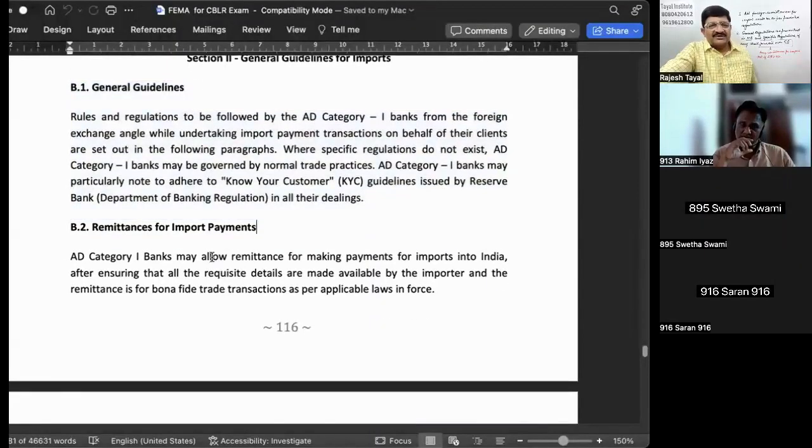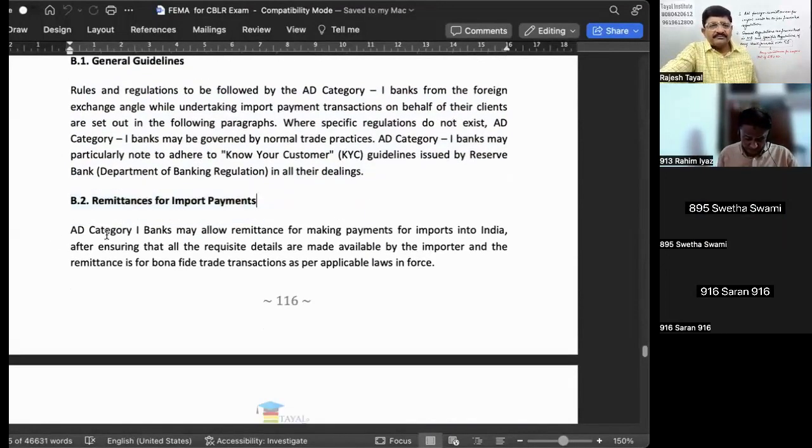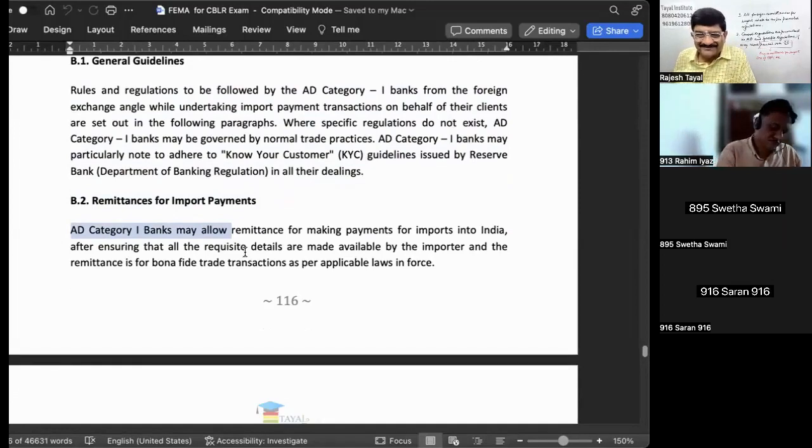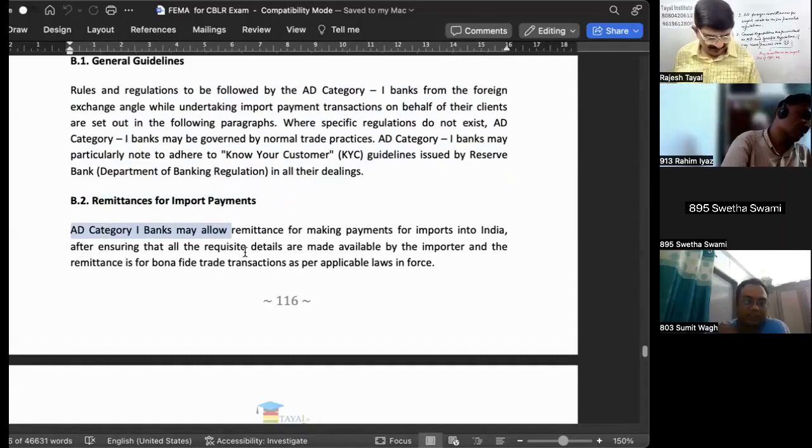Now see this. Remittances for import payments. AD1: all the payments have to be made to the authorized dealer only. Which law governs this? FEMA, certainly, but which section? Section number 3, on the basis of declaration.